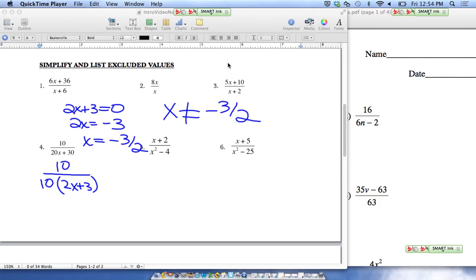Then I look at my expression in its factored form. The factor of 10 is common to top and bottom, so my simplified answer is 1 over 2x plus 3.